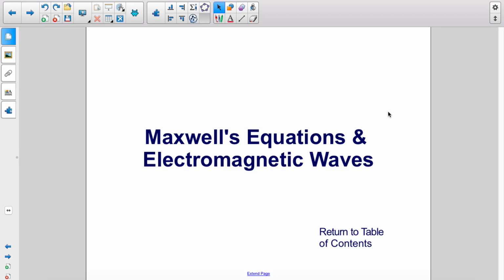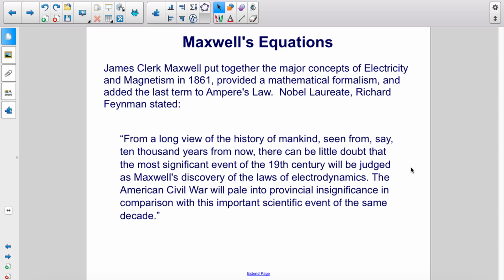Maxwell's Equations and Electromagnetic Waves. James Clerk Maxwell put together the major concepts of electricity and magnetism in 1861, provided a mathematical formalism, and added the last term to Ampere's law.